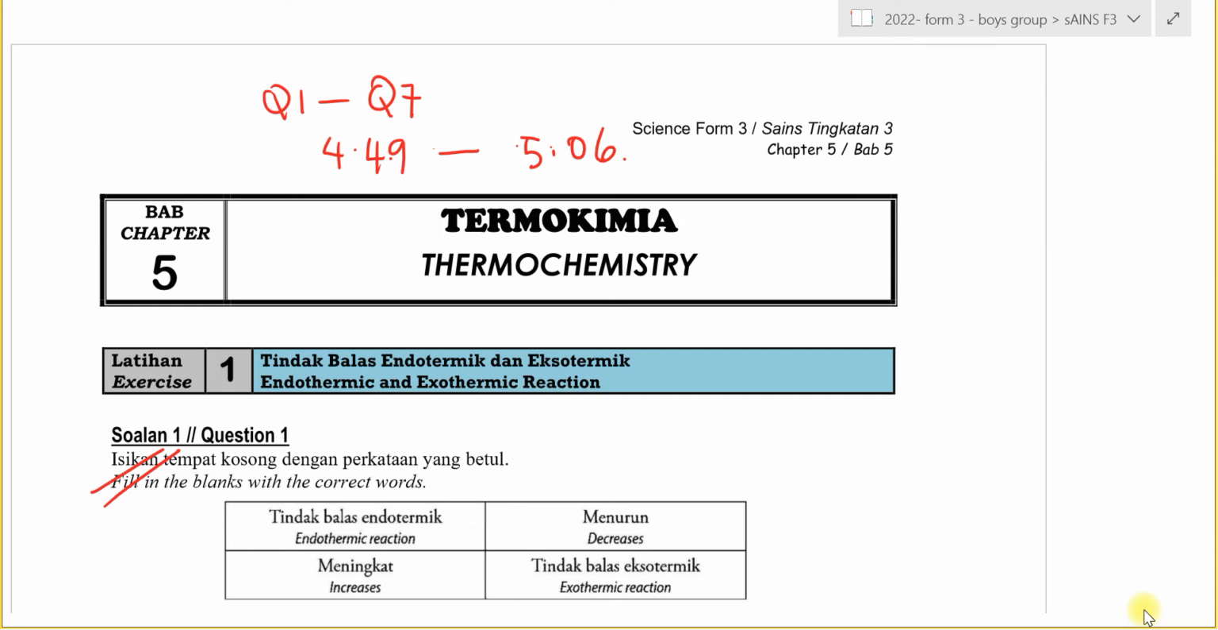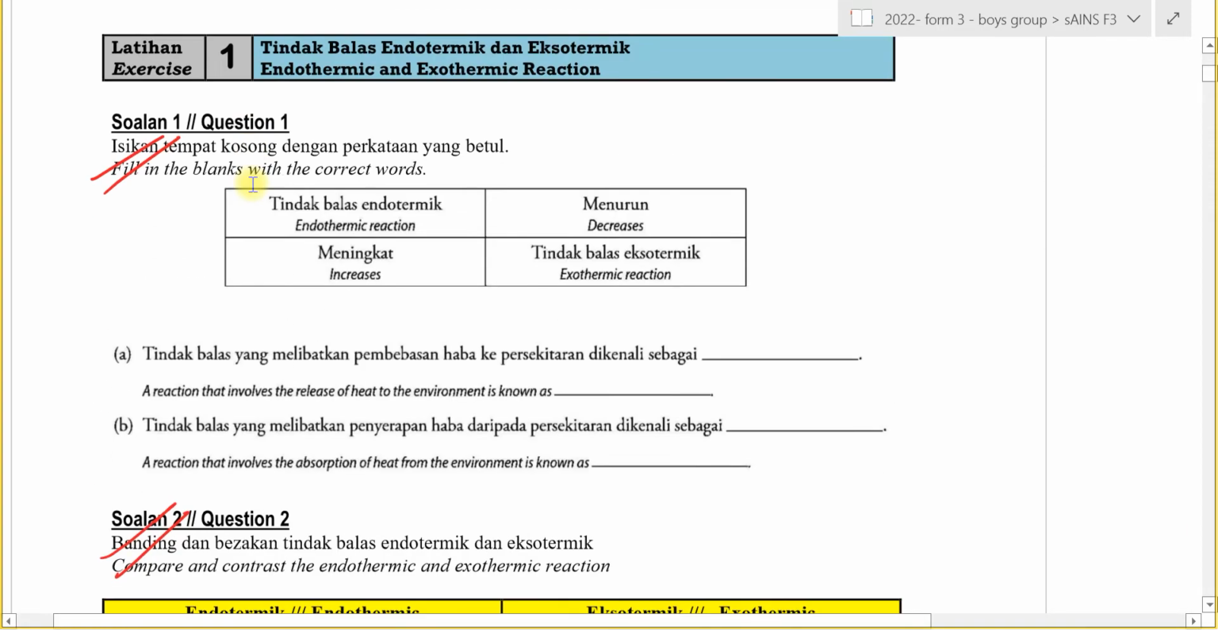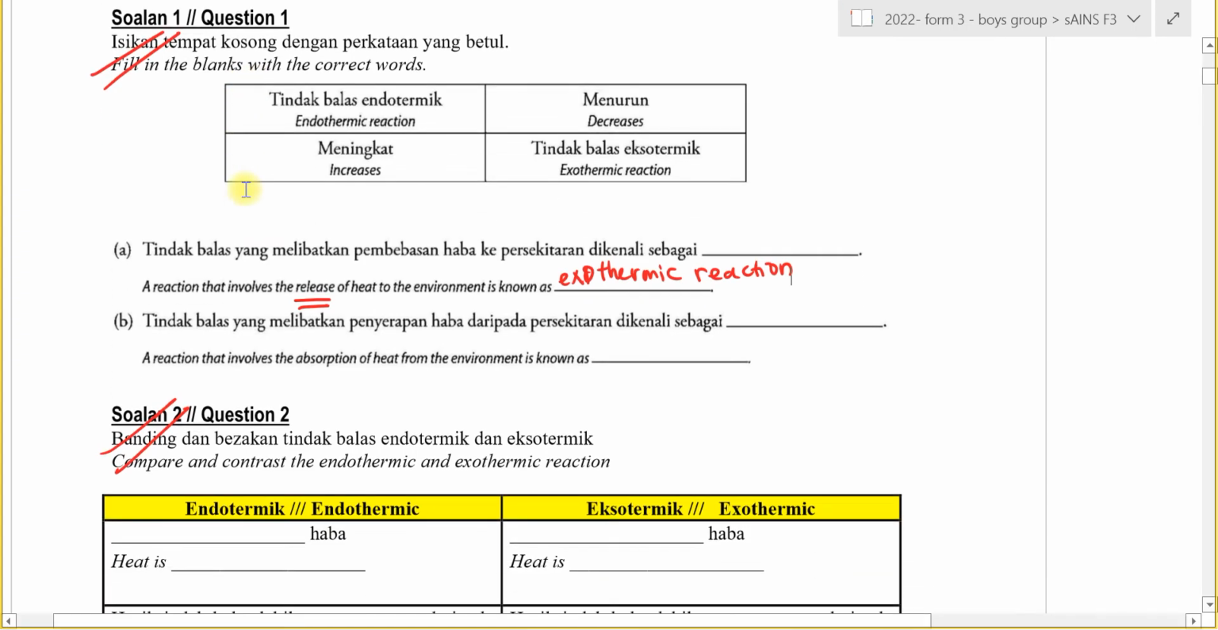Okay. Question 1, Aridif. Fill in the blanks with the correct words. A reaction that involves the release of heat to the environment is known as exothermic reaction. Yes, very good. Exothermic reaction. Proceed. A reaction that involves the absorption of heat from the environment is known as endothermic reaction. Yes, that is what we call endothermic reaction.